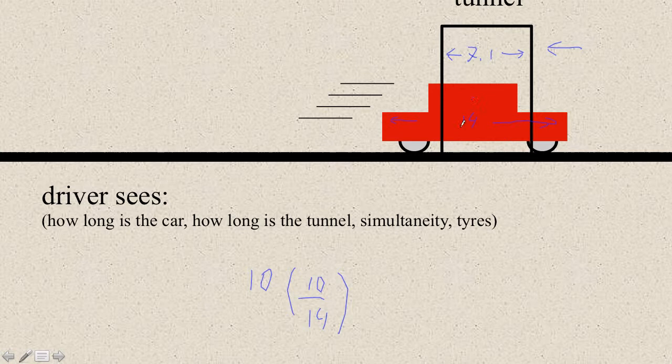Of course the car doesn't contract with respect to the driver, because if it did, the driver would know they were moving, and there's no experiment you can do to tell that you're moving. So how long is the car? The car is 14 feet. The tunnel is about 7.1 feet. They see these two events. They see the front bumper leave first. They see the rear bumper enter the tunnel a distant second. Those two events are not simultaneous. And their tires are round, which is always good to know. Okay? You knew I'd get around to that.